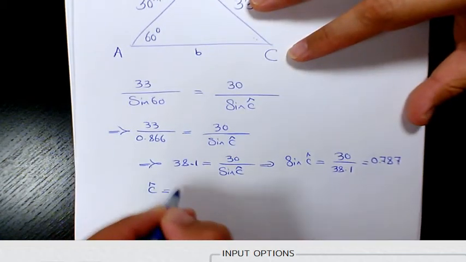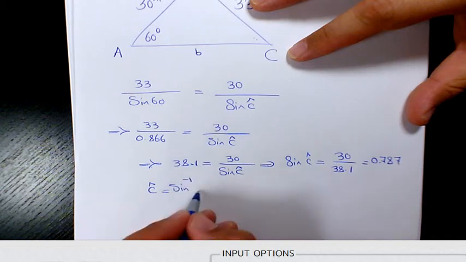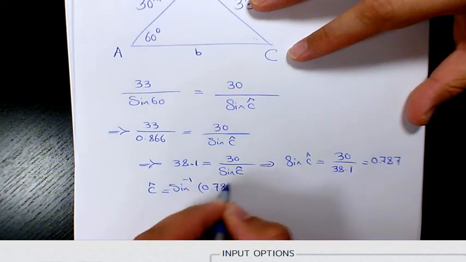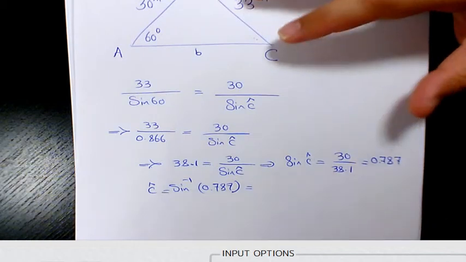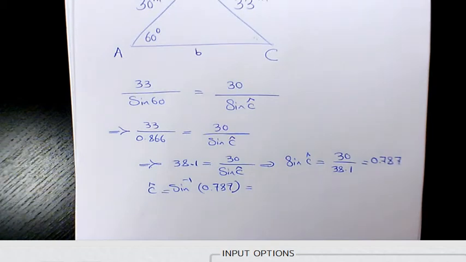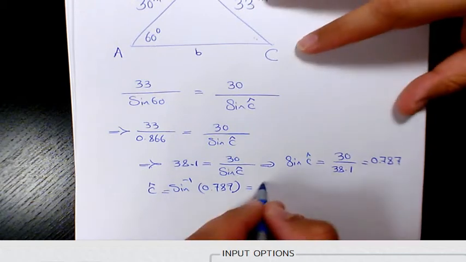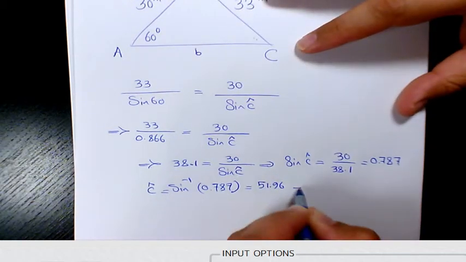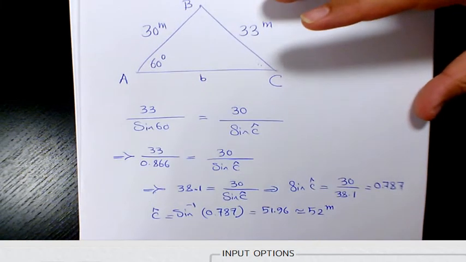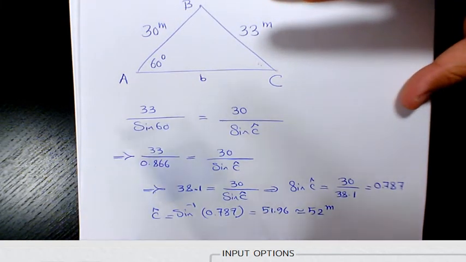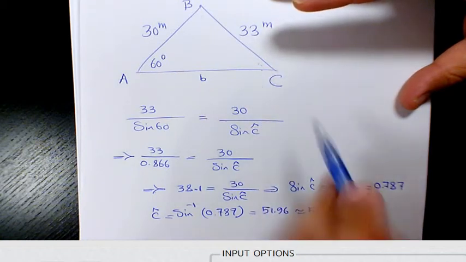Angle C is going to be sine inverse 0.787. Since we know the value and we want to find the angle, you need to use sine inverse. This is going to be 51.96, or we can round it to 52. So angle C is 52 degrees actually. The angle is 52 degrees.